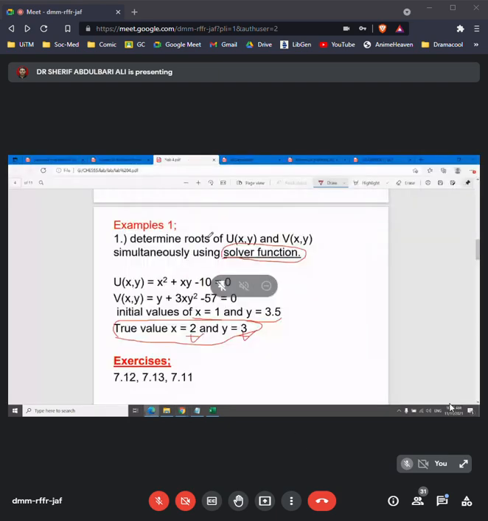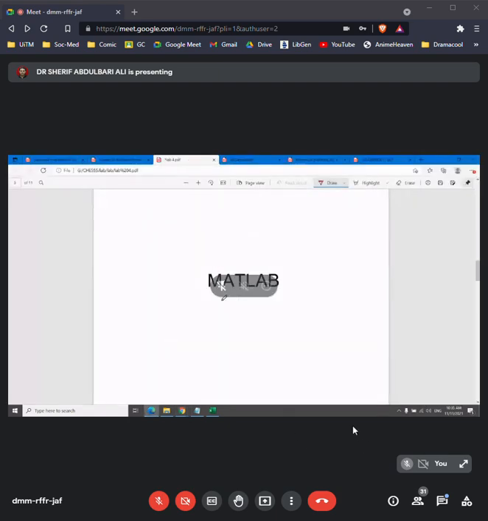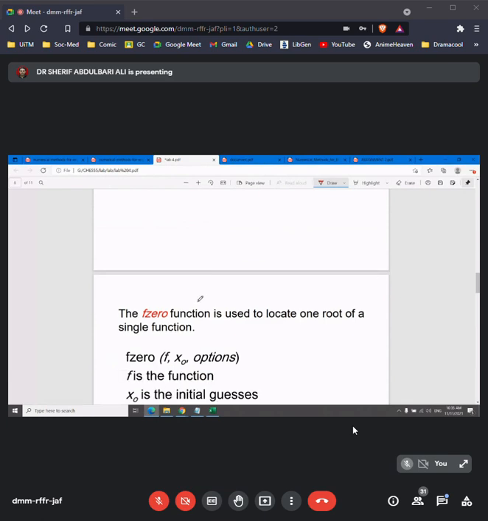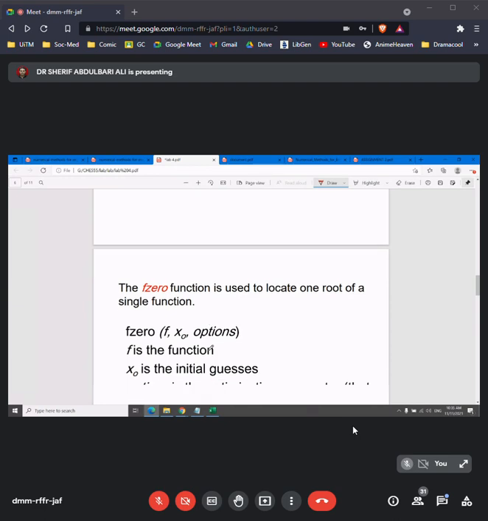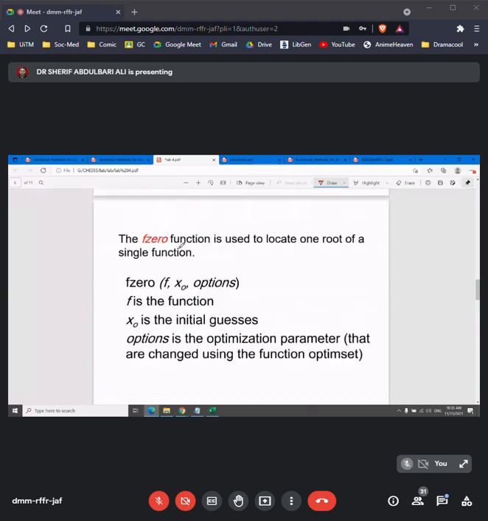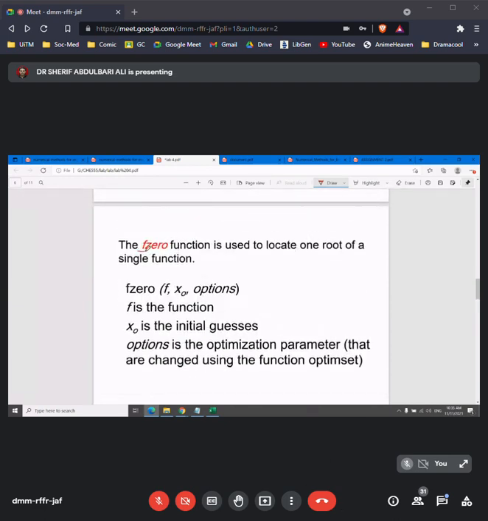Okay, so let's move to Matlab and find how to find the roots of an equation using Matlab. Matlab is easier than Excel, because we have a function in Matlab called the fzero function. fzero, the function of zero in Matlab, is used to locate a root of a single function. How to use it? The syntax is really easy. You just write fzero, open a bracket, write the name of your function, and put the initial values.